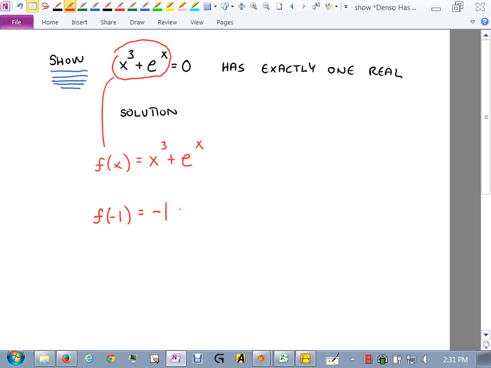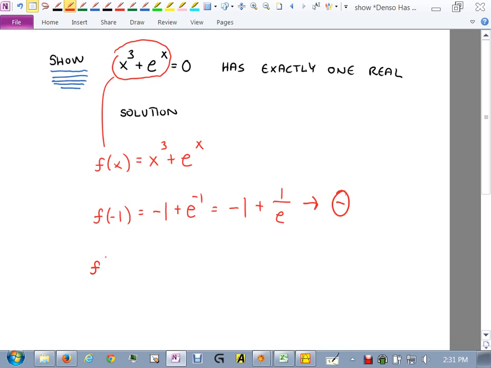Negative 1 cubed is negative 1. E to the negative 1 is the same as 1 over e, isn't it? 1 over e is just a positive number, right? But how big is it? It's smaller than 1. So this will be negative, won't it? This will be a negative number if I evaluate it. Okay? Then let's plug in something else.